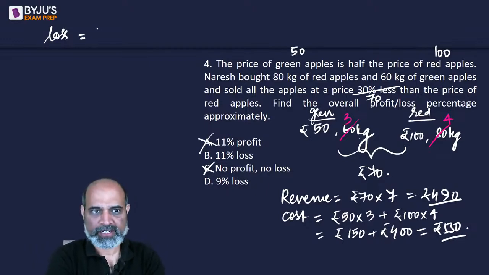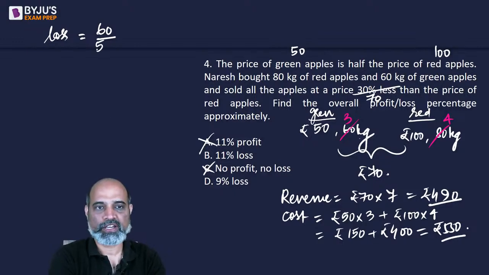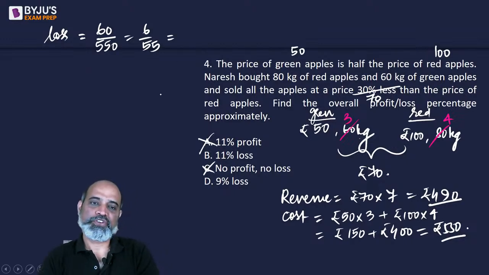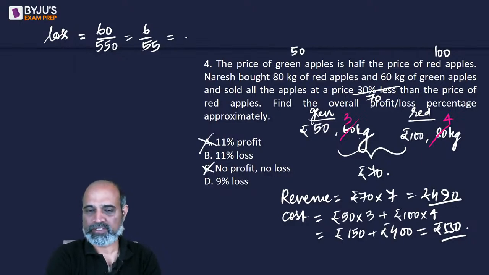So there is a loss of 60 rupees, 550 minus 490, out of a total cost of 550. So this is 6 by 55. See, 10% will be 5.5. This is a little more than 10%, right? So approximately 11%.